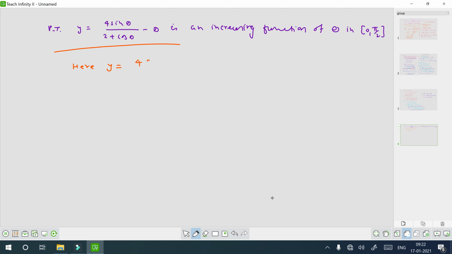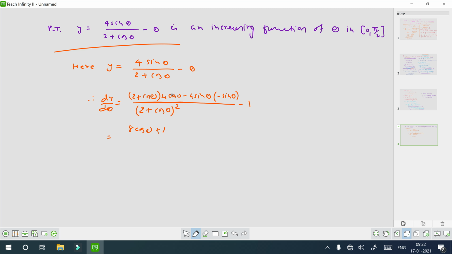Here what is given? Here y is equal to 4 sine theta over 2 plus cos theta minus theta. If we differentiate it with respect to theta, what we get? 2 plus cos theta whole square in the denominator. 2 plus cos theta as it is, denominator quantity as it is, derivative of numerator 4 cos theta minus 4 sin theta as it is, derivative of denominator quantity is minus sin theta, and derivative of theta is 1. So what we get in numerator, 8 cos theta plus 4 cos square theta plus 4 sin square theta over 2 plus cos theta whole square minus 1.